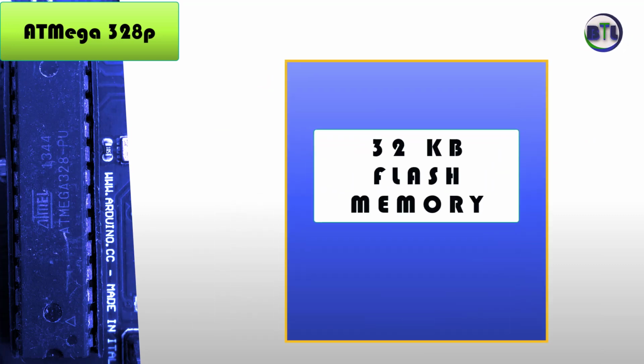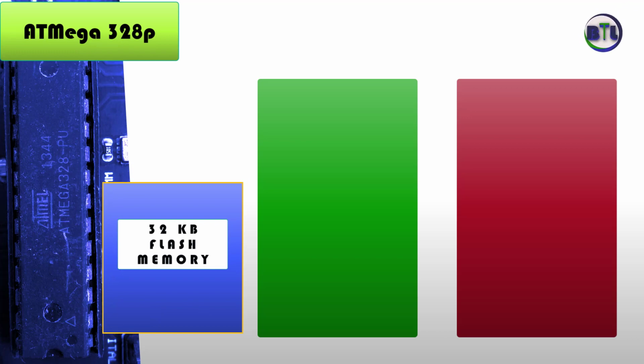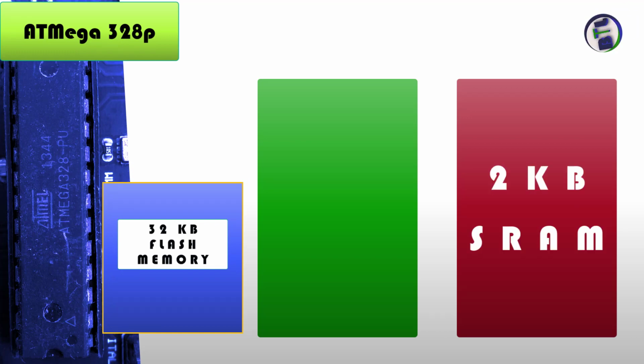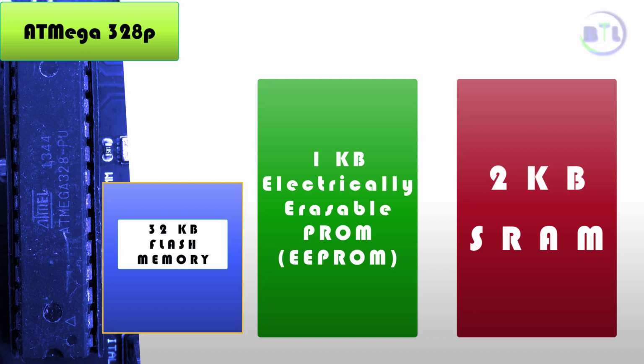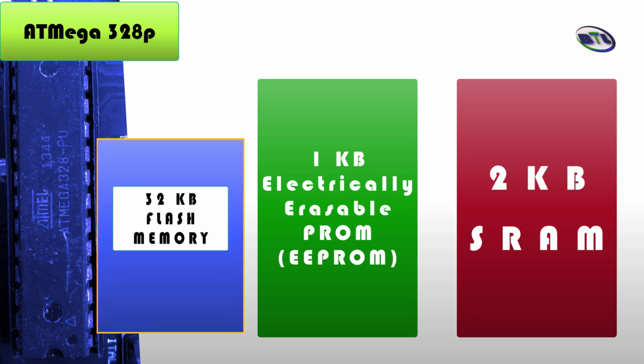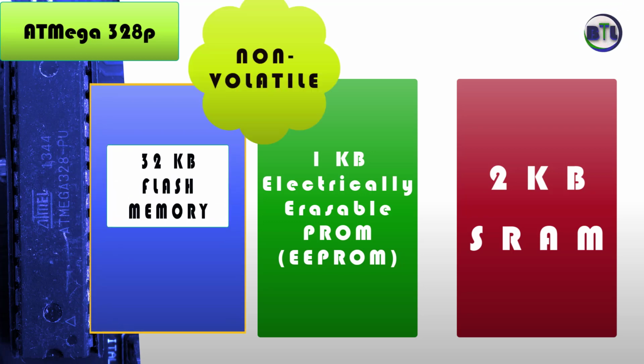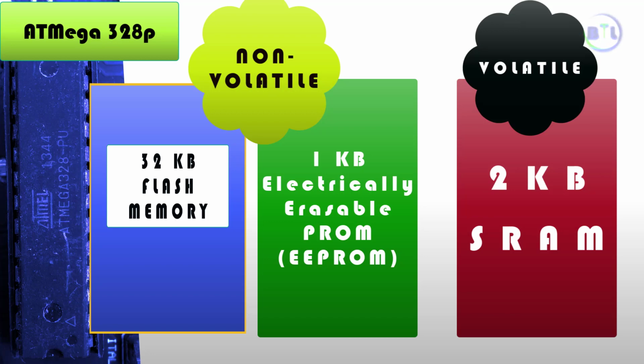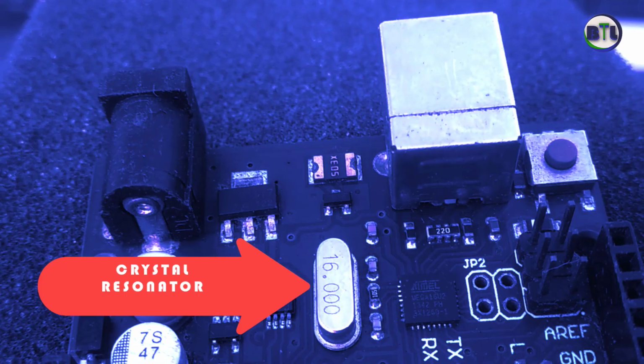Apart from 32 KB of flash memory, this microcontroller has two additional pools of memory. They are 2 KB of static RAM. This is where the sketch creates and manipulates variables when it runs. 1 KB of EEPROM. This is memory space that programmers can use to store long-term information. Flash memory and EEPROM memory are non-volatile. The information persists after the power is turned off. Static RAM is volatile and will be lost when the power is cycled. Crystal resonator. This controls how fast the microcontroller runs.